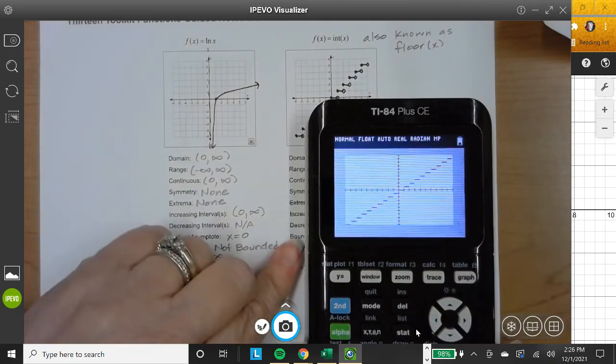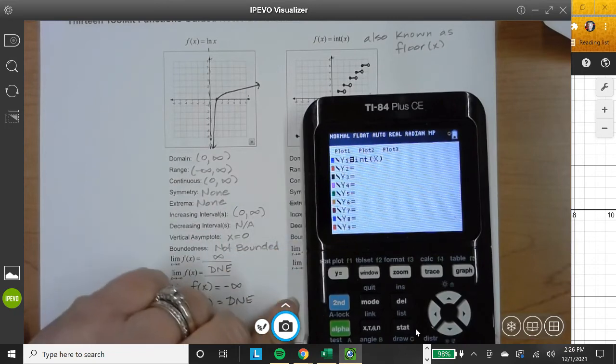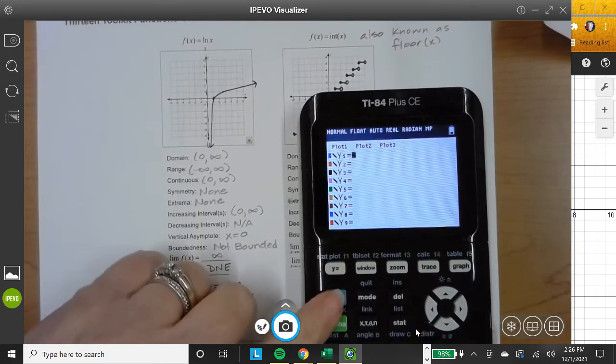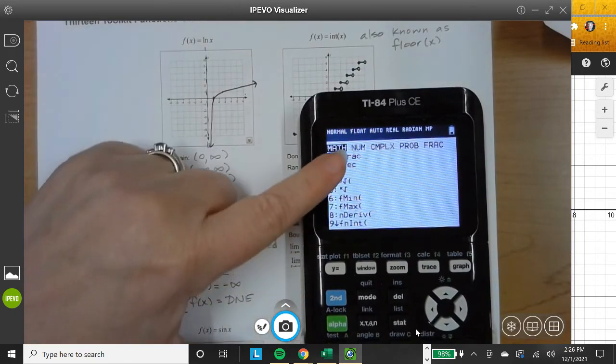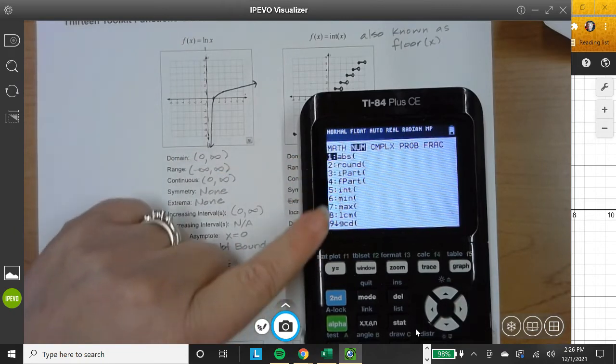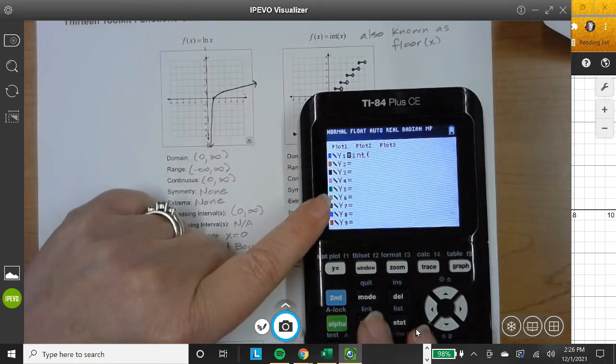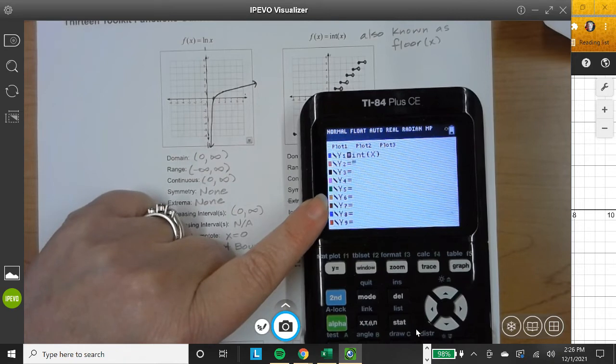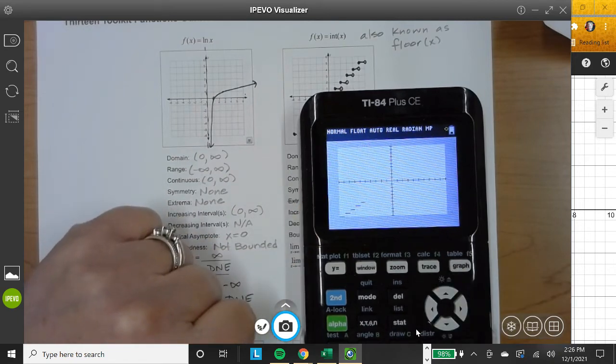So how do we get there again? Let's refresh our memory. I'm going to go to y equals, clear this out, and it's going to be math. You hit num, and it's number 5. And you put the x and close parentheses and press enter, and you can graph it. And there it is, okay?